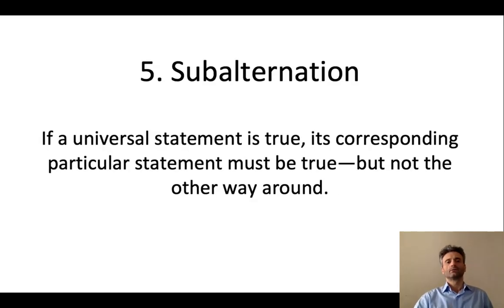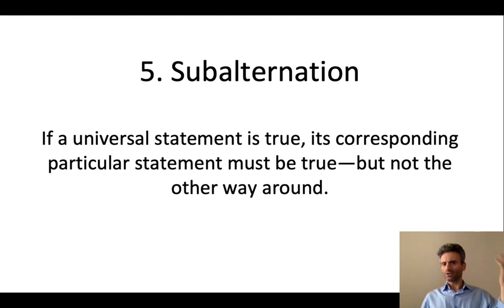All right. And the fifth relationship is subalternation. This relationship is the opposite of superalternation. This relationship says that if a universal statement is true, then its corresponding particular statement must be true, but not the other way around.